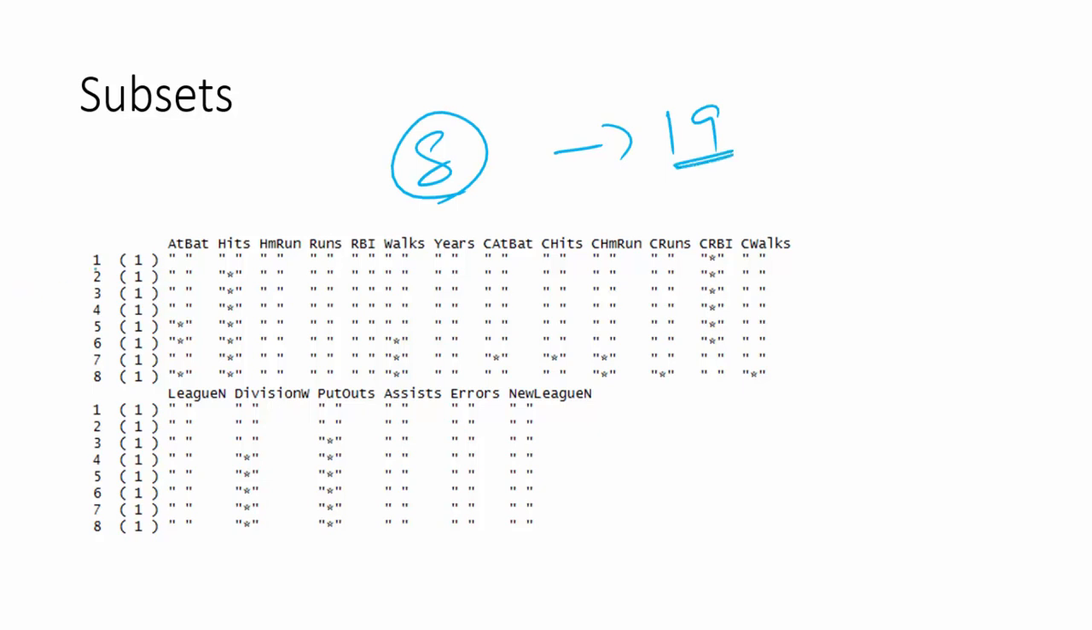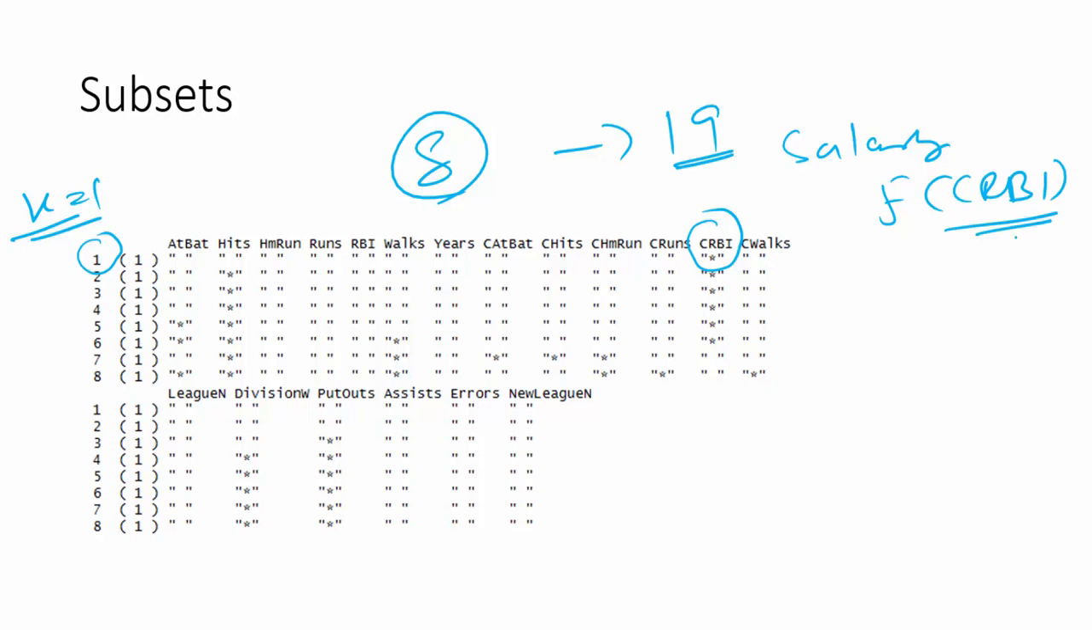Okay, so you can see when k equal to 1, so one variable model, you will have 8 different models, right, with each one of these variables in place. This gives the best model. So when k equal to 1, you have the best model with CRBI. So your salary is best predicted as a function of CRBI. So that's one of the predictors or features.